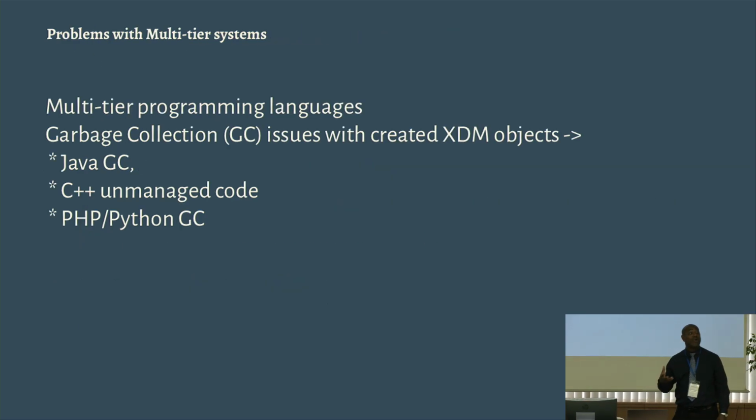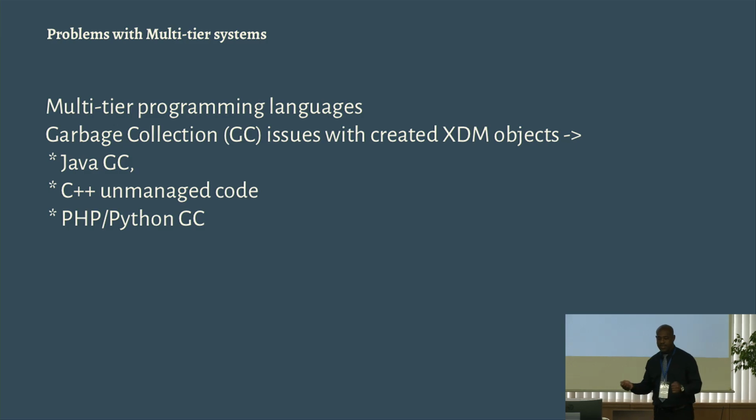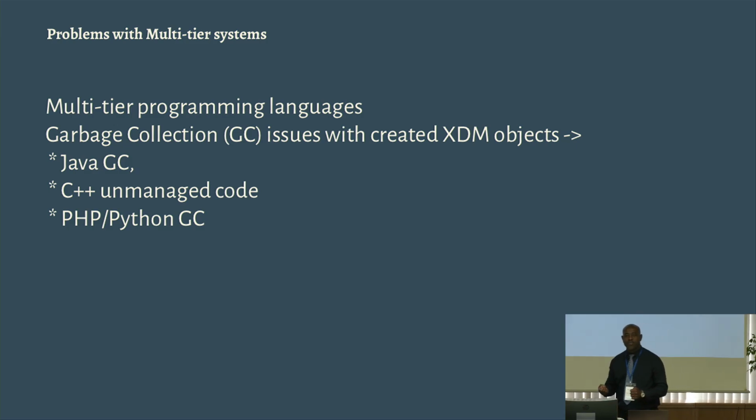But there are problems that we have to address. As I said, it's a multi-tier programming language. The Java garbage collection can get in the way. If you're in the C++ world, as we saw in that example, who knows when the garbage collection is going to be triggered? We have to prevent that from taking away objects that we're actually using. We're now in C++ unmanaged code, communicating with managed code. And on top of that, we have extensions in PHP and Python, which is, again, managed code. So it can get tricky.